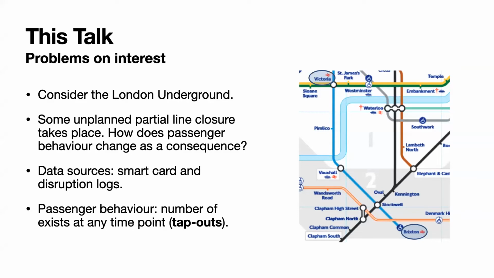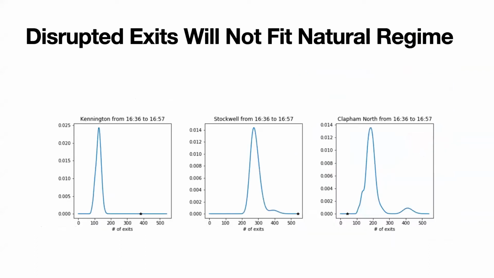And there are, of course, many ways of measuring passenger behavior. For the sake of making things concrete, here you look at the number of exits at different stations during the time the shock took place. So it's the number of tap-outs people do when exiting a station like Victoria or Brixton or other stations in this system. The main point here is that because of the disruption, there may be small changes or big changes to behavior.